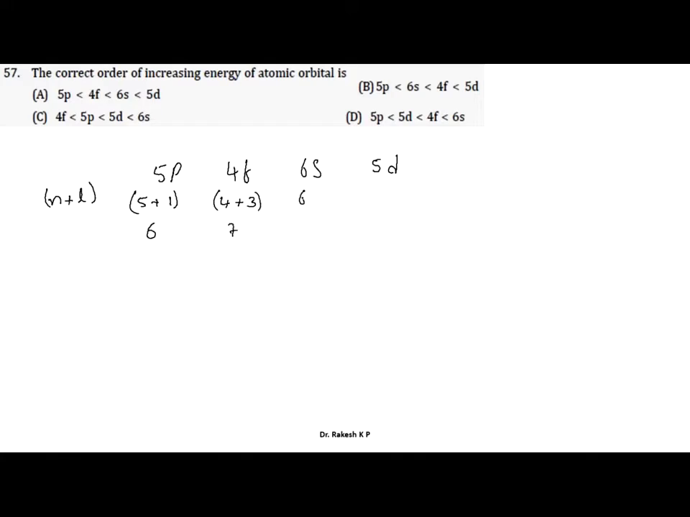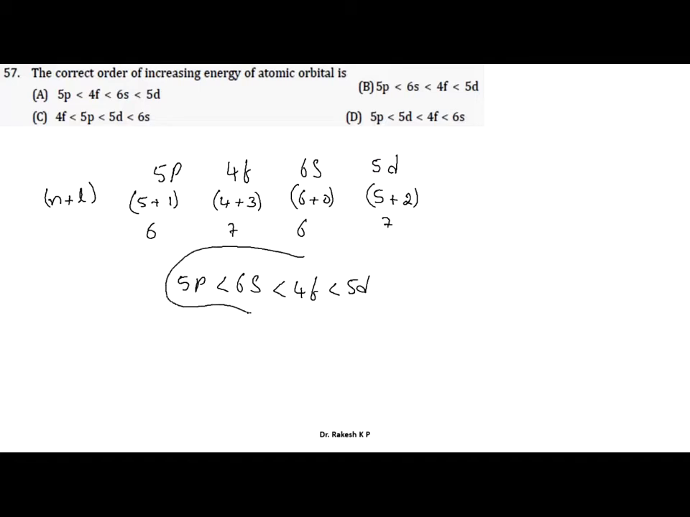And here for s the l value is equal to 0, and we get 6. Here the n value is equal to 5, the l value is equal to 2, and the total becomes 7. So if n plus l are the same, then the smaller the value of n, the less will be the energy. So now this will be the order we are going to have: 5p, next comes 6s, next comes 4f, and the next comes 5d. So this is the order.